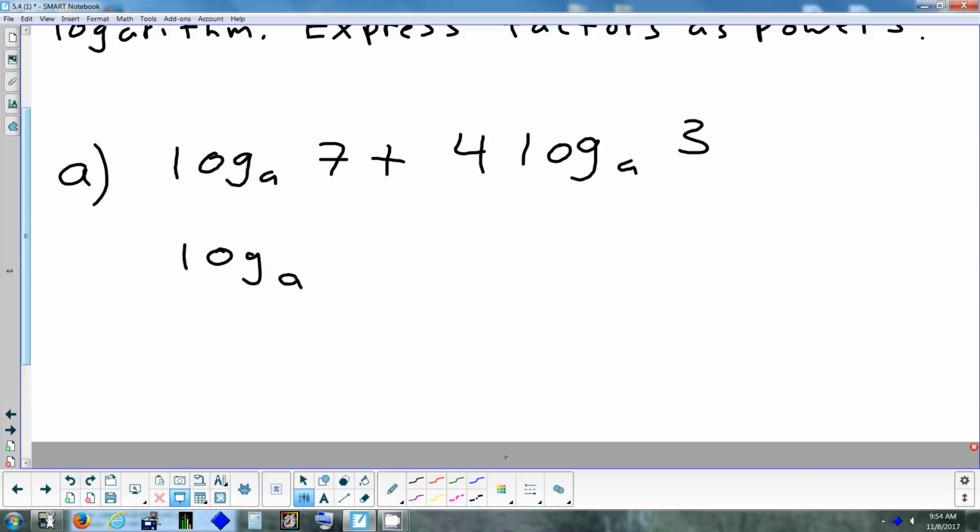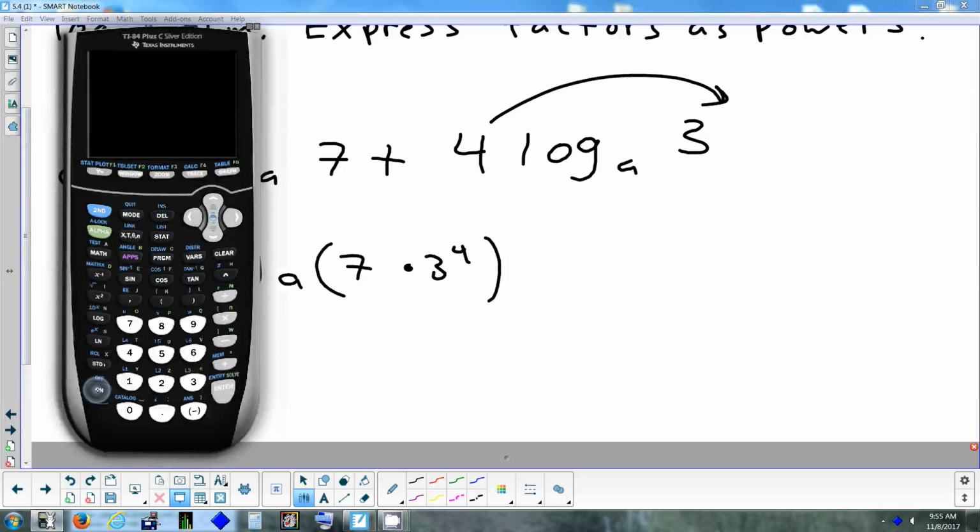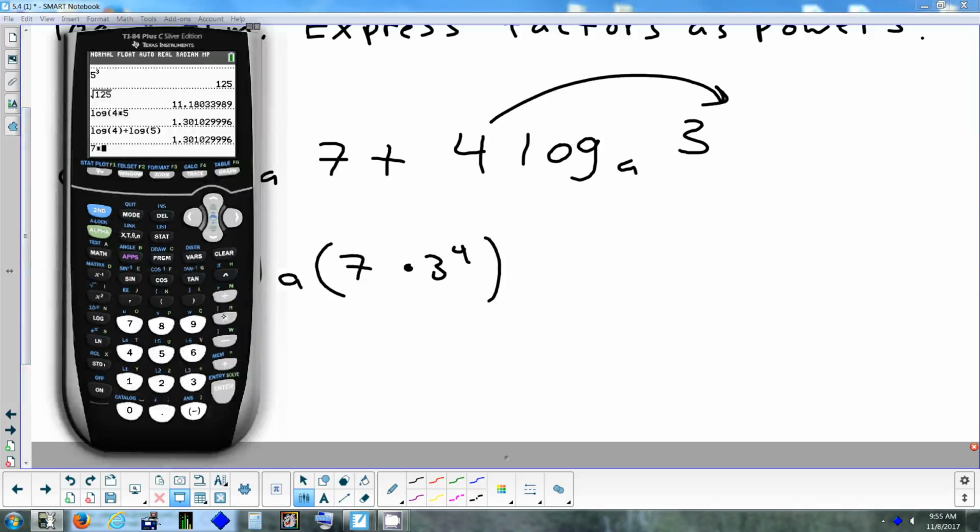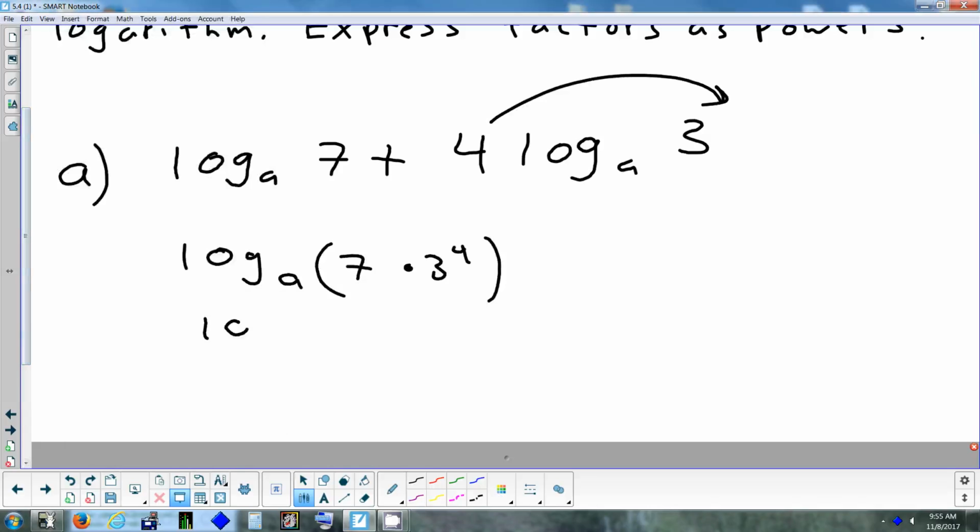And now we're going to recombine it as a product. Something times something. What's the first something? Sam? 7. Now be careful. What would the second something be? Think about where that 4 would have been. Leo? 3 to the 4th. It would have been 3 to the 4th. So that 4 goes back up as an exponent. All right, so let's just do that out. 7 times 3 to the 4th, 567.